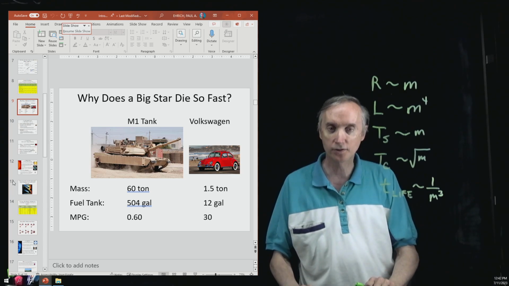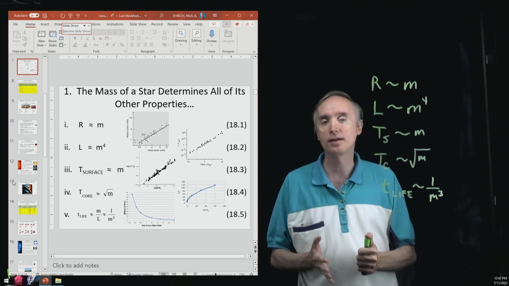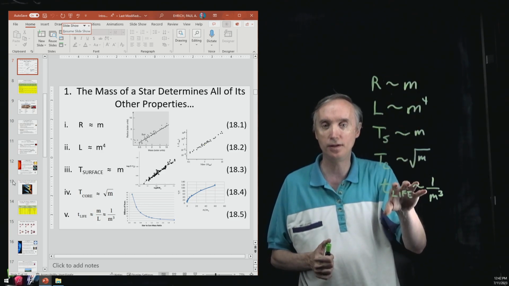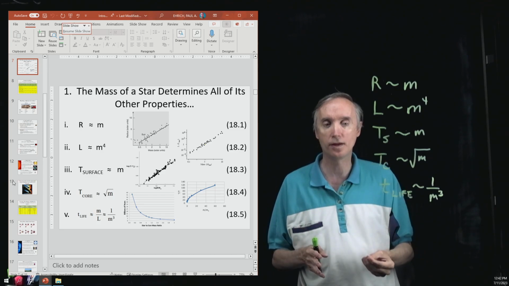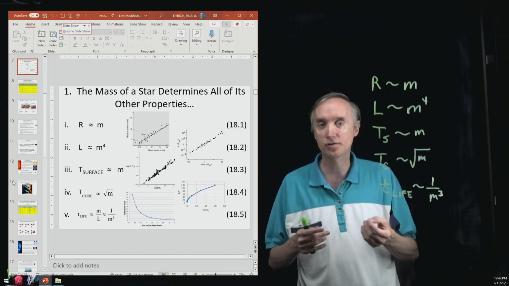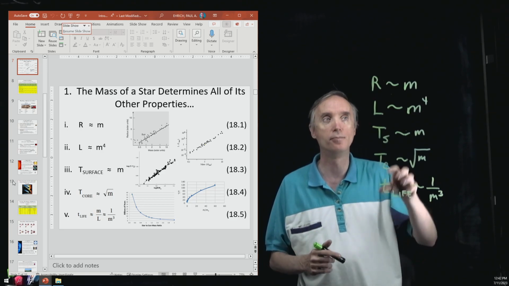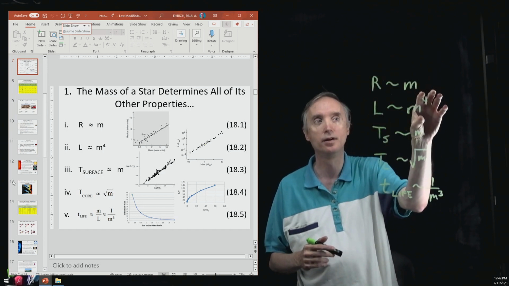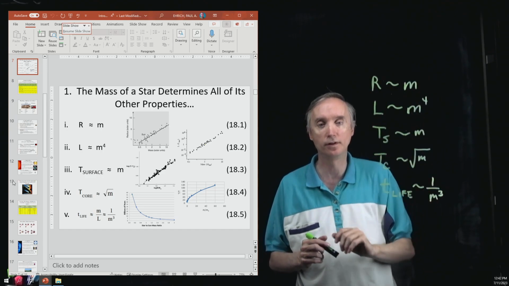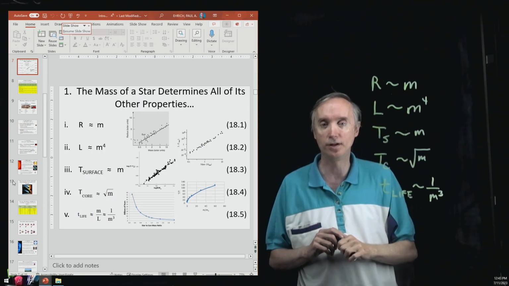All right, let's go back to here. The main thing I want you to get out of all of these different equations is that the number one thing that is going to determine the fate of a star is its mass. The mass controls the size, the energy output, the temperature, and how long it's going to live before it dies. That's the number one thing I want you to get out of this.